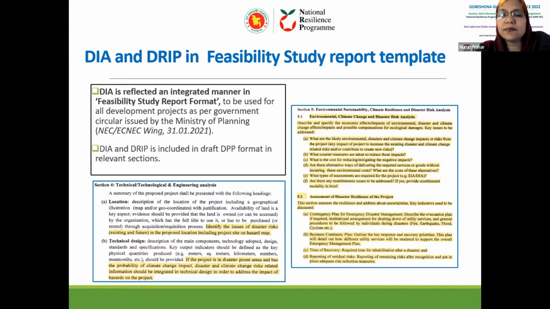And also we have introduced the assessment of disaster resilience of the project, and how we can do that. There are some small guidelines there, so that any ministry, when they do the feasibility study for a project, the third party contractor, the firm who does the feasibility, can look into these points and do the analysis on the climate change and disaster risks for the project.